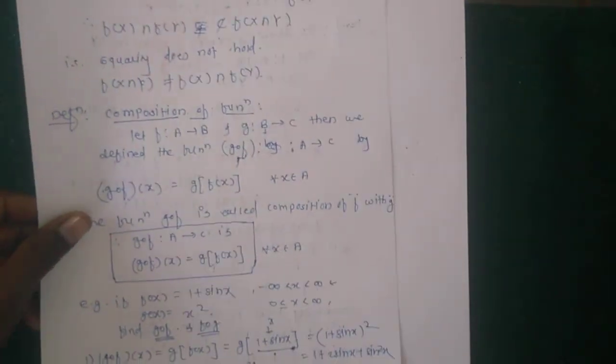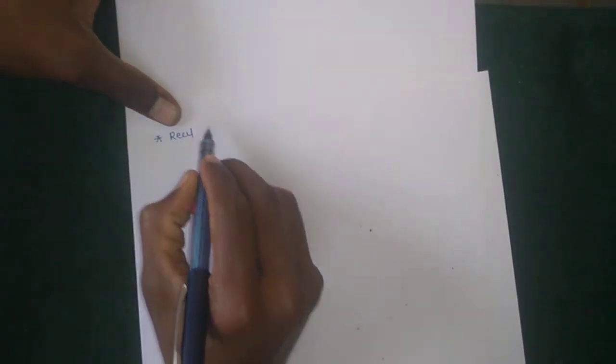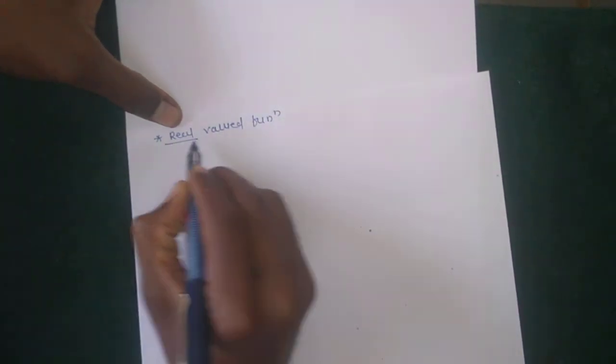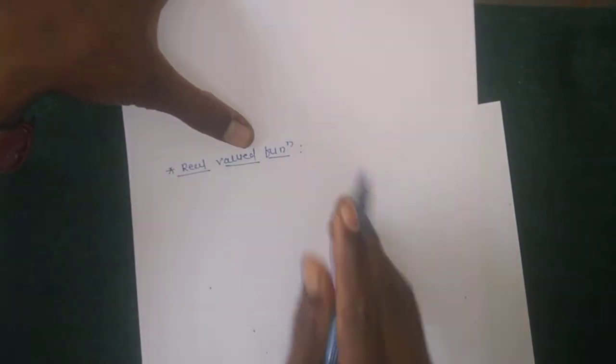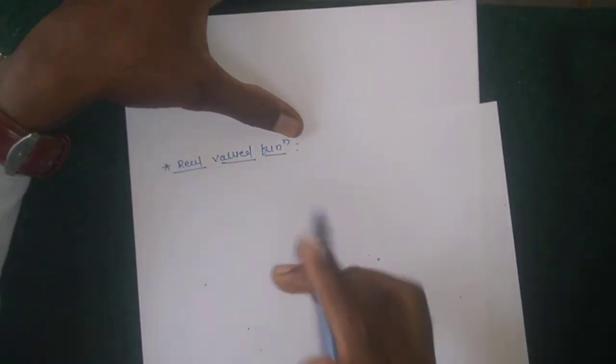Okay, so next is the real valued function. What is meant by a real valued function? A real valued function is a function from any set to the set of real numbers. Real valued function, next definition: a real valued function means a function from any set to the set of real numbers. It's called a real valued function.